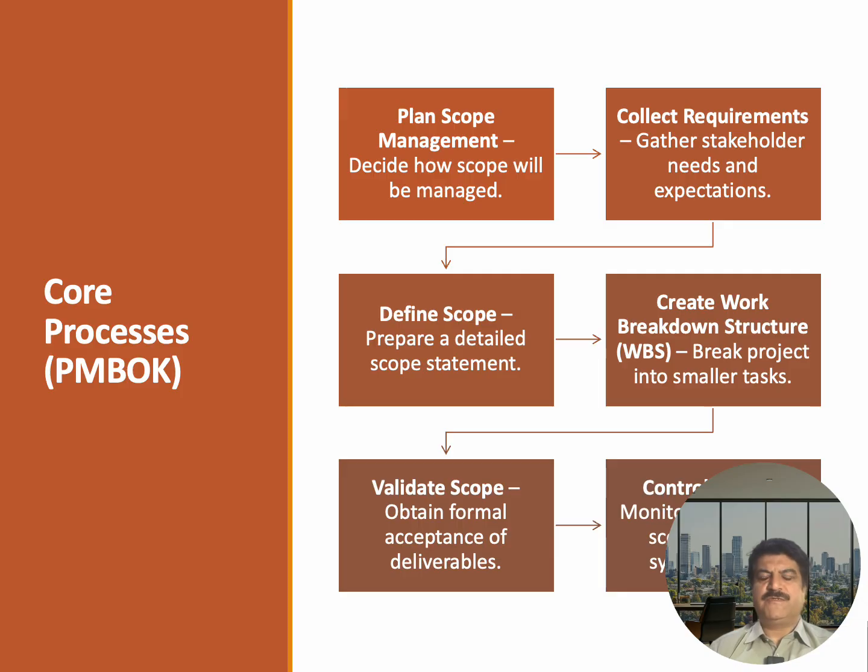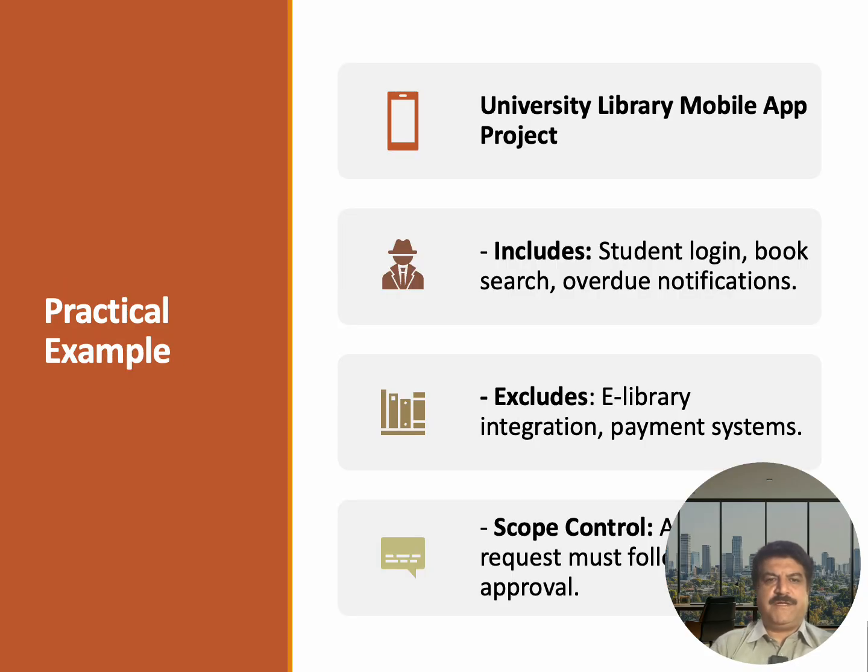Then we will decompose the project into a work breakdown structure, that means into smaller, indivisible tasks, so that we can know how much work is involved in our project. Then we have to validate the scope to obtain formal acceptance of the deliverables. And finally, we have control scope. We have to monitor and control the scope so as to avoid unnecessary changes in the scope document.